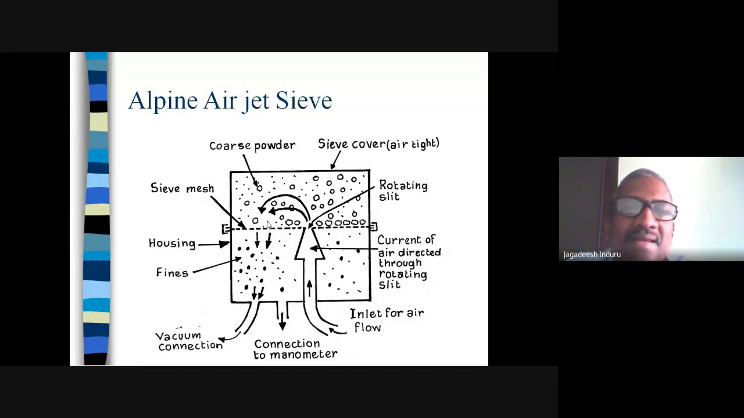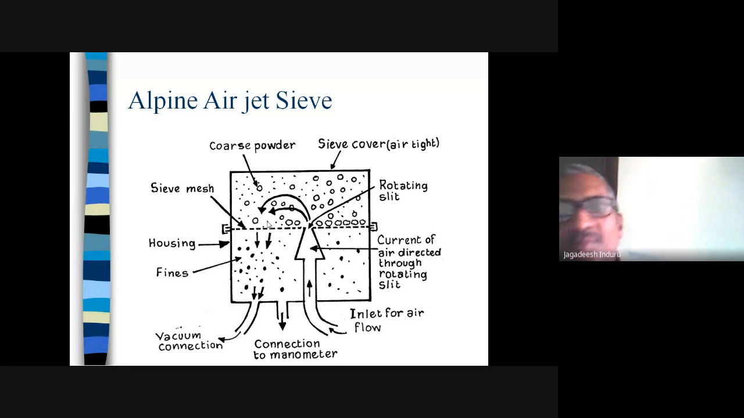So the top sieve cover here is completely airtight. In the case of sieve analysis, you don't have an airtight cover. It is just placed as a lid. So every time we put the powder at the top, get 2 fractions, remove the bottom fraction, and again do the same in this Alpine air jet. These two are the equipment which are used for the testing.